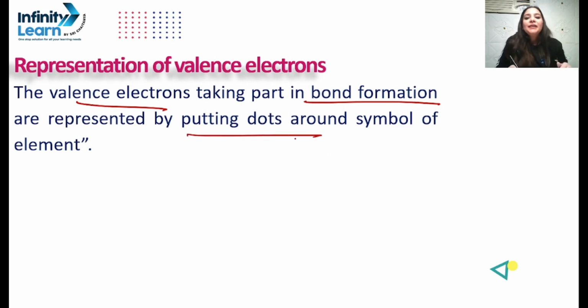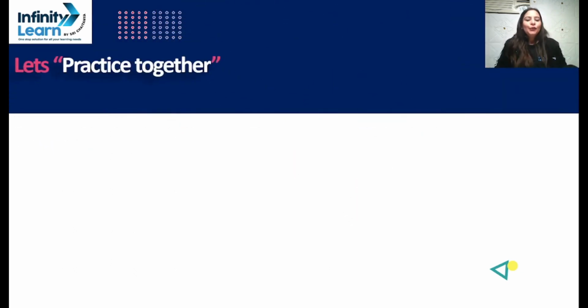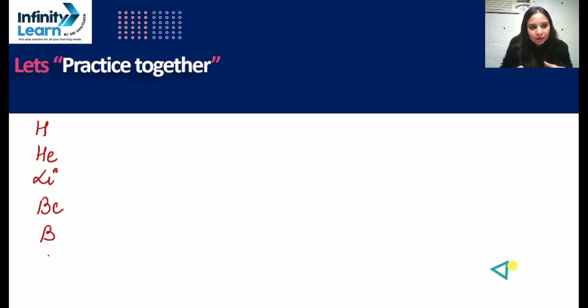Right, so valence electrons are always participating in bond formation, it's clear. And how can we represent them? We can represent them by putting dots where? Around the symbol. I'll show you, don't worry, how to do it. Let's practice together. See, I'm doing it as per the atomic numbers. So let's first write the atomic numbers of at least 1 to 20. Hydrogen, helium, lithium, beryllium, boron, carbon, nitrogen. Then you have oxygen, fluorine, neon.